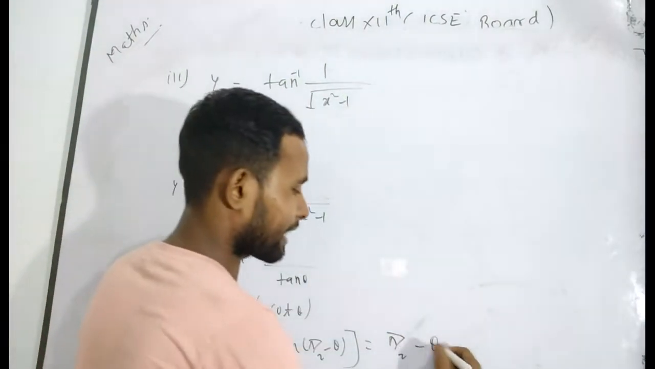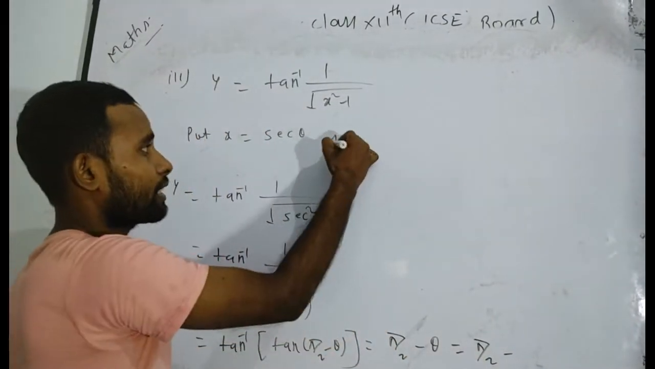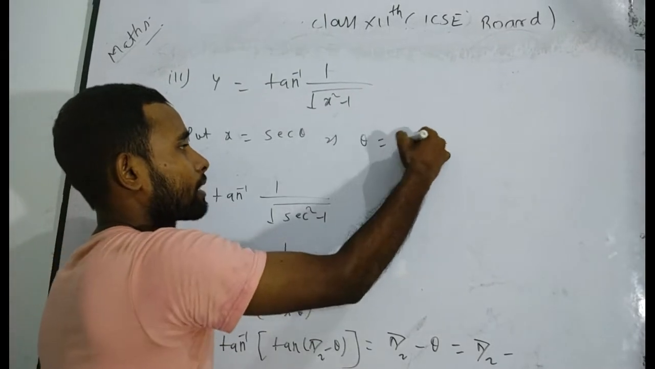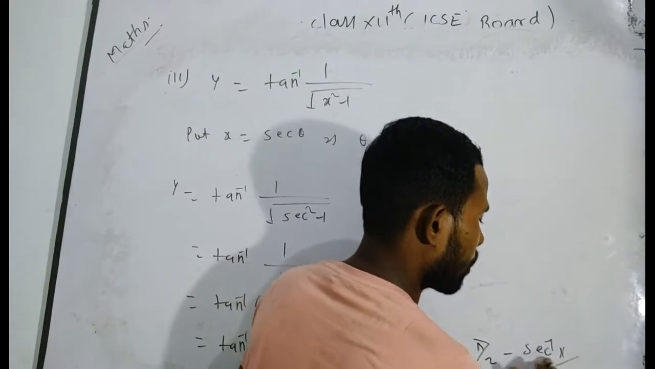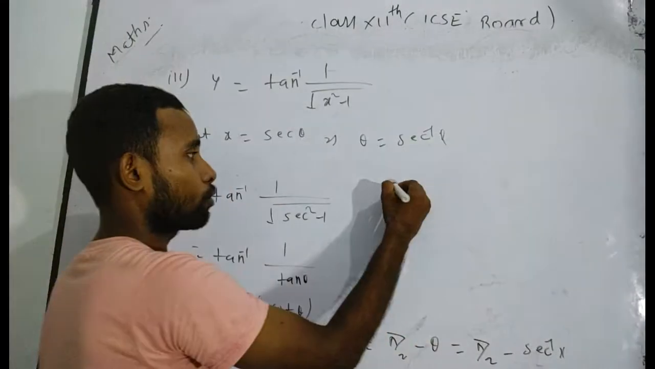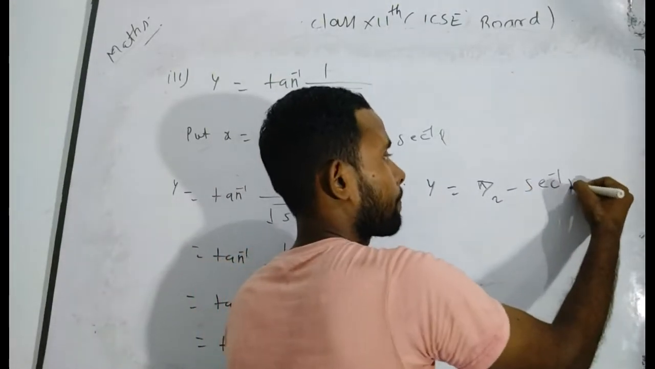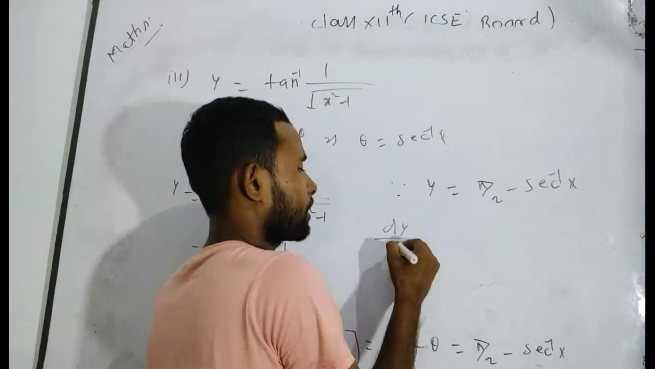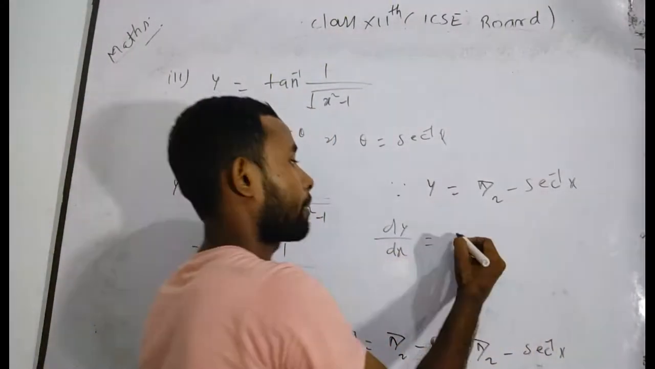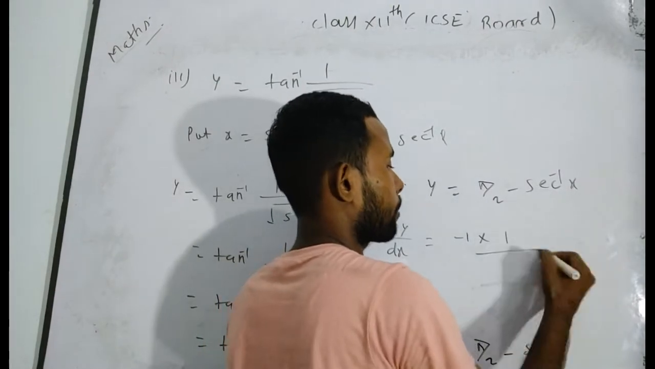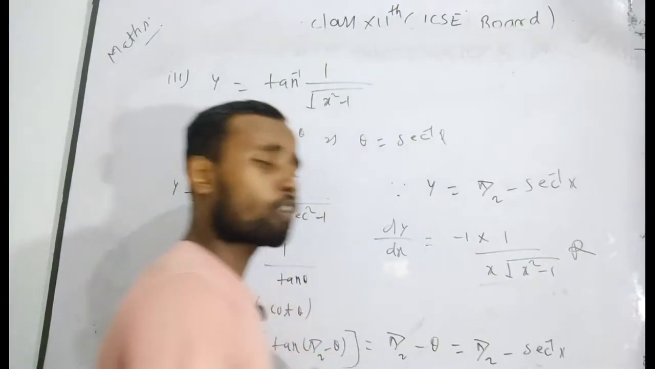In place, you can write again pi by 2 minus theta. As you know, pi by 2 minus theta, what is the value of theta? Theta will be what? Sec inverse x. So you have to write here sec inverse x. Now you have to differentiate this function. Since you finally get y is equal to pi by 2 minus sec inverse x, differentiating on both sides with respect to x, you will get dy by dx. Derivative of pi by 2 is equal to 0 and minus 1 into derivative of sec inverse x, which will be 1 upon x into root under x square minus 1. This is your correct answer of this question.